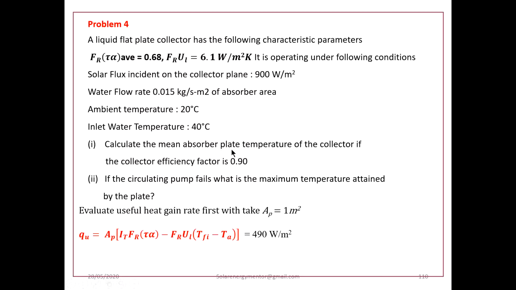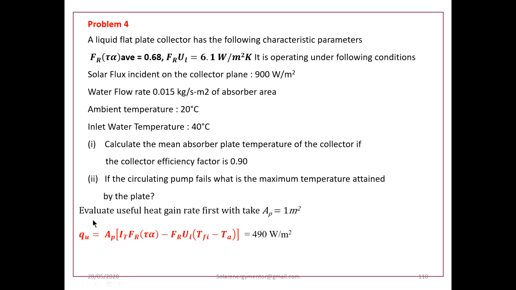Calculate the mean absorber plate temperature of the collector if the collector efficiency factor is 0.9. Remember, here the collector efficiency factor F dash is given as 0.9. And second, if the circulating pump fails, what is the maximum temperature attained by the plate?